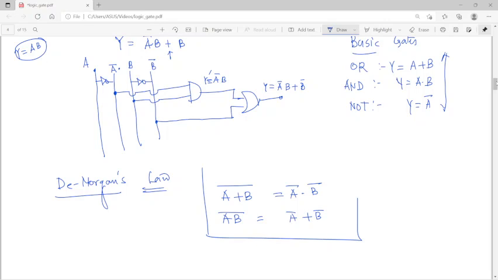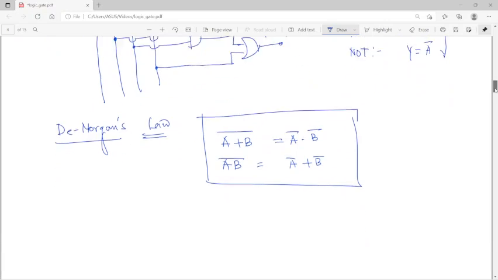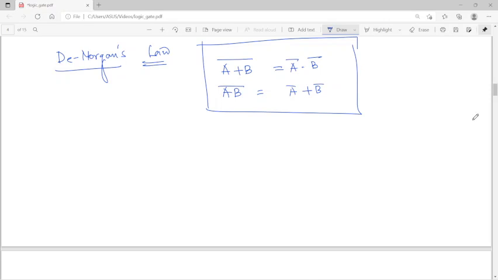Those are the two important laws, right? A plus B bar, you can write as A bar dot B bar, and A B bar, you can write as A bar or B bar. There is also what I am saying, this is called universal law, right? This is called universal law. Universal law means universal gate.